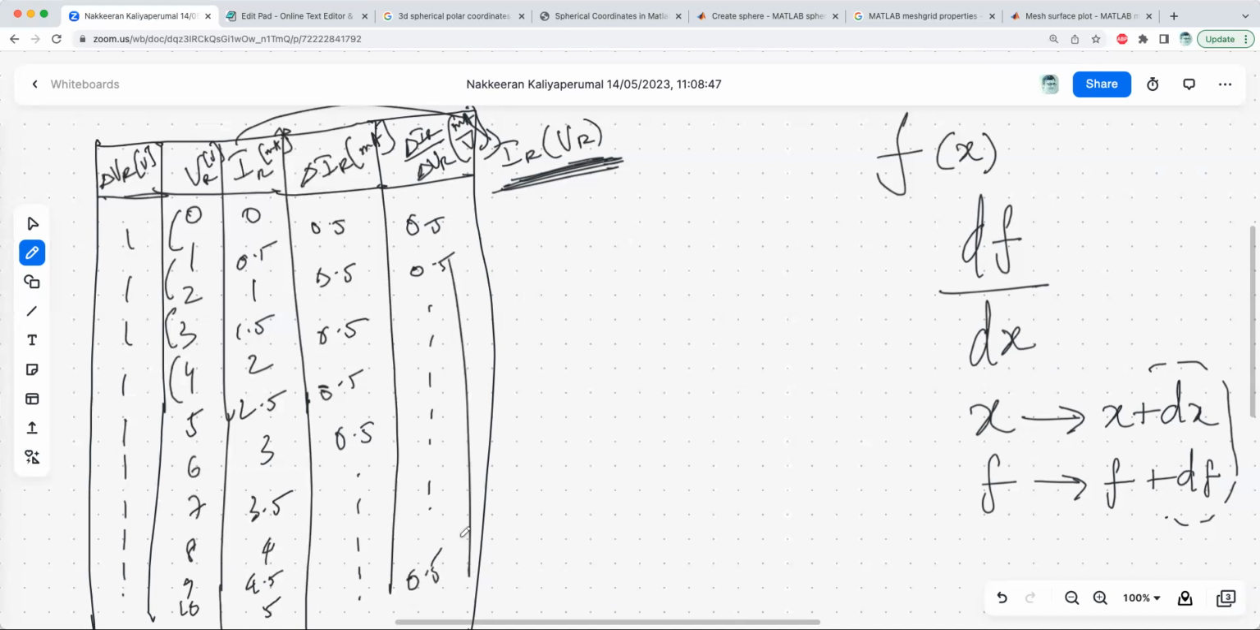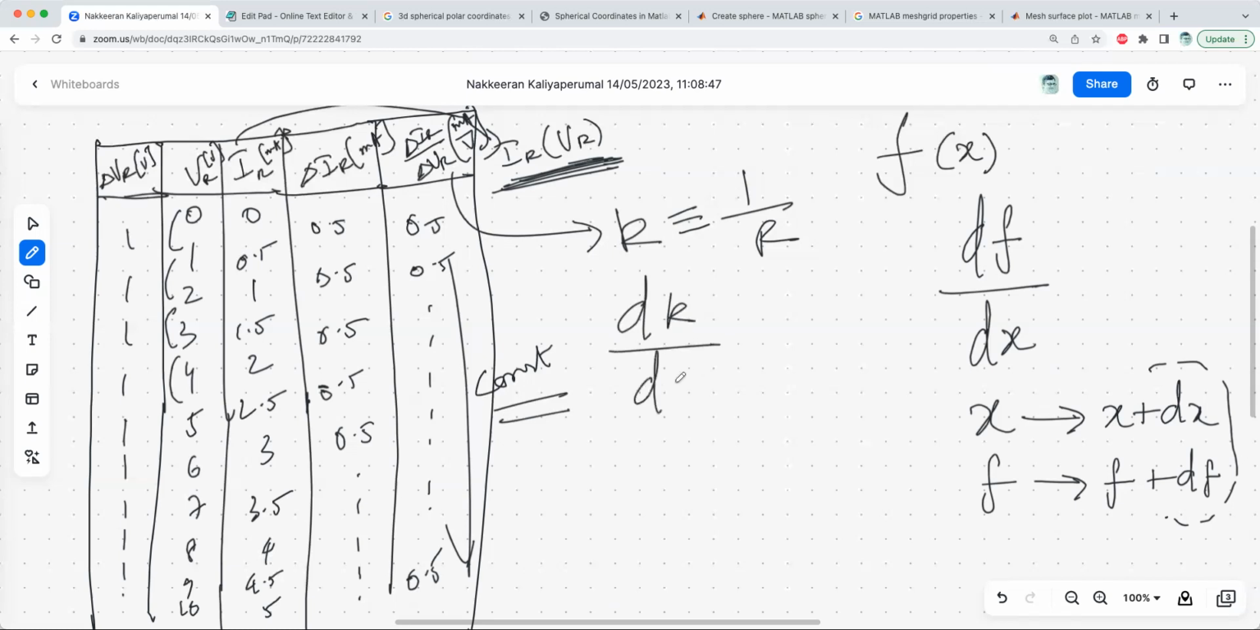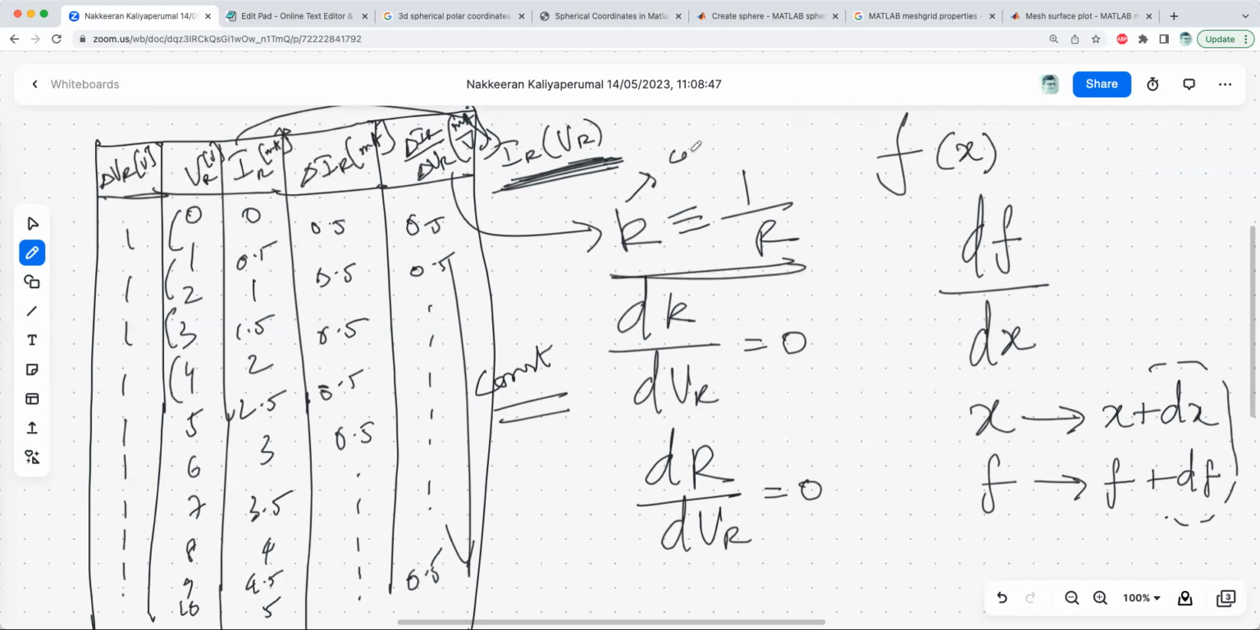Okay, so now these quantities are all constant. We define this quantity as our K, which is 1 over R. That makes sense because it is a constant. If you differentiate K with respect to R, dK by dR, it will be 0. You get that? That is the meaning of a constant. So both of these quantities are constant.